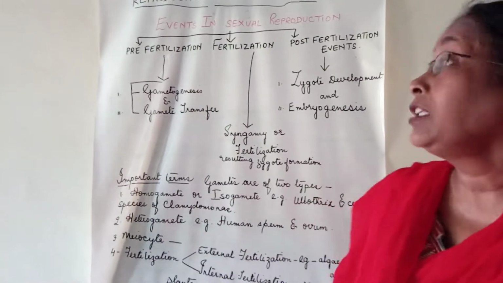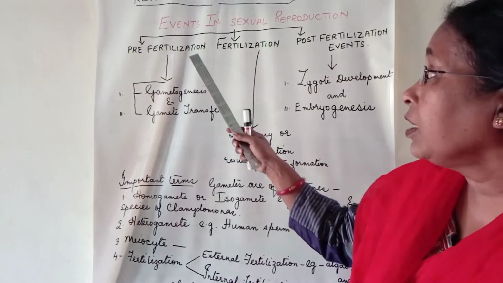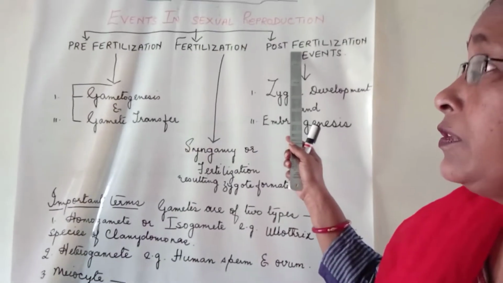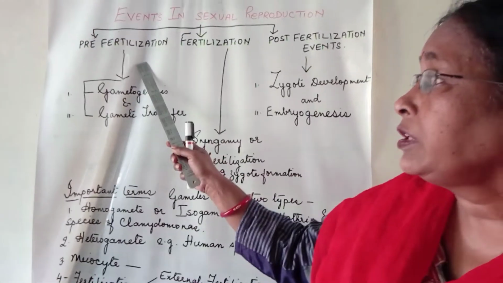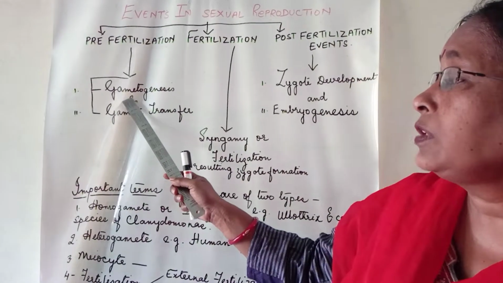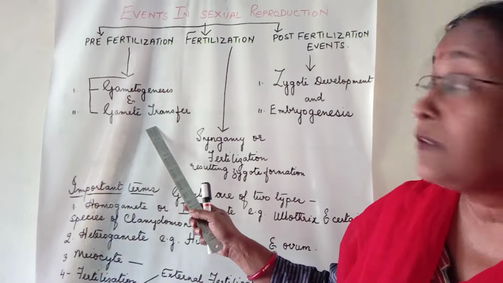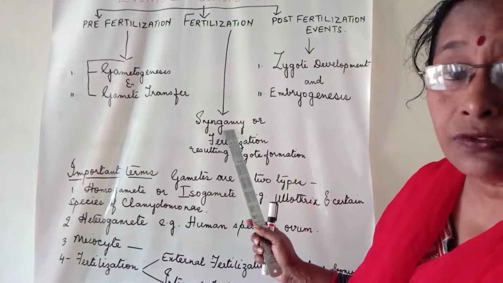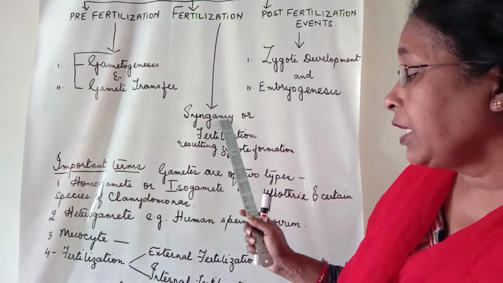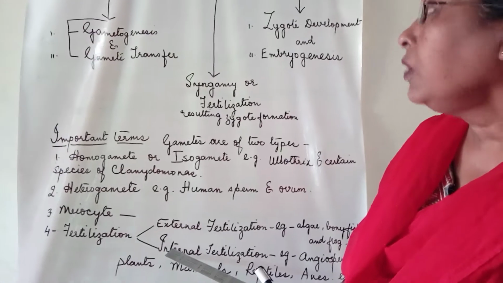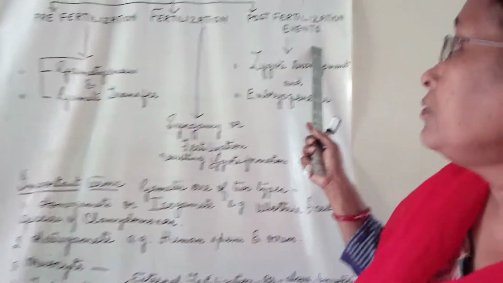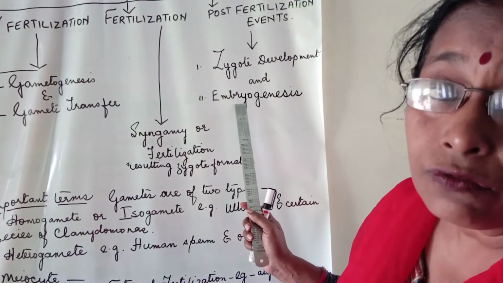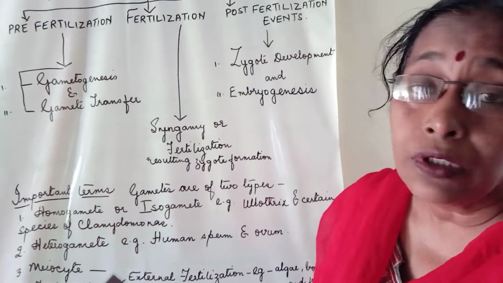The different events taking place in sexual reproduction are pre-fertilization, fertilization, and post-fertilization events. In pre-fertilization events, gametogenesis and gamete transfer take place. In fertilization, that is syngamy, the fusion of gametes is known as syngamy. Fertilization can be external or internal. In post-fertilization events, we have zygote development and embryogenesis. Now we shall learn in detail about all these events.